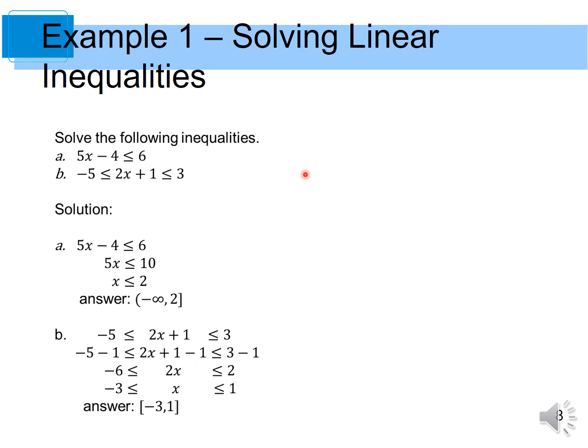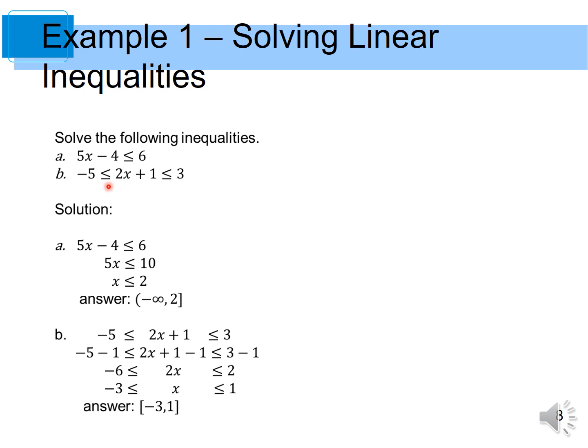Look at the example. Solve the following inequalities. For a, 5x minus 4 less than or equal to 6. We move the negative 4 to the right side, it would be plus 4. And in order to get x, we divide by 5. And the answer can be written as from negative infinity to positive 2.